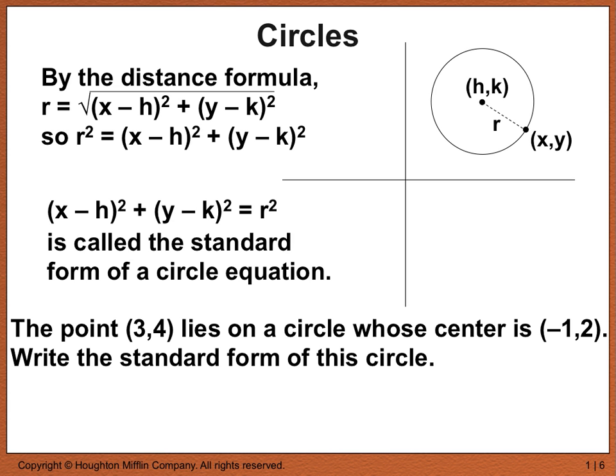And so here's the question. The point (3, 4) lies on a circle whose center is (-1, 2). Write the standard form of this circle. Now, I'm not going to show you how to do this, because at this point, especially after having done chapter 10, this problem should be pretty easy for you. So pause the video, use your givens to figure out how to write the standard form of the circle, and then resume when you have an answer, or if you get stuck.